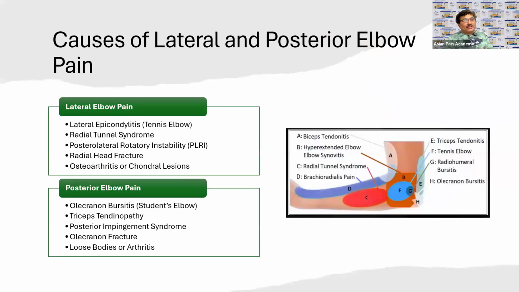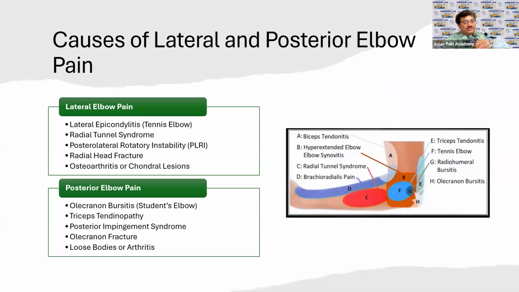So what are the common disorders affecting the lateral and posterior elbow? If you look at the lateral elbow, common disorders include lateral epicondylitis, which is also known as the tennis elbow, which is quite common and far more common than the medial epicondylitis. Then we have the radial tunnel syndrome. Then we have the posterolateral instability of the radioulnar joint. There could be possibility of the radial head fracture, and also there could be osteoarthritis or chondral lesions.